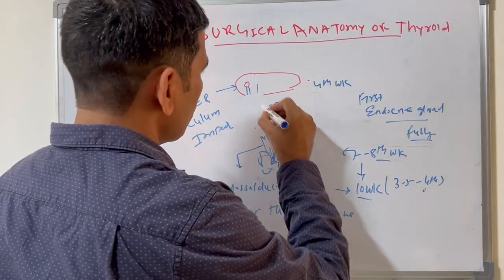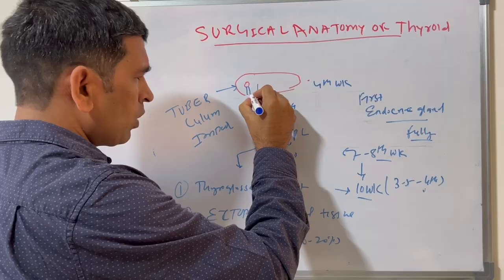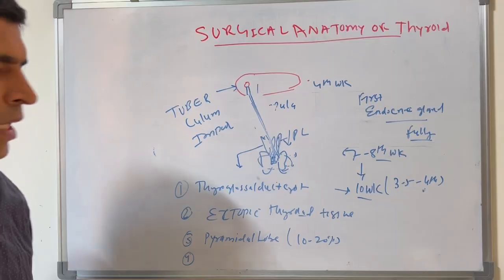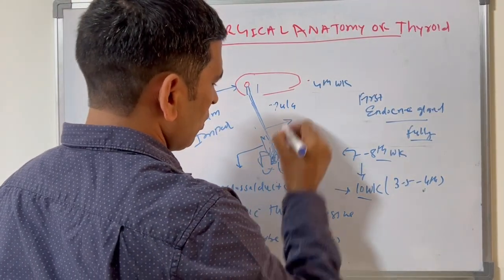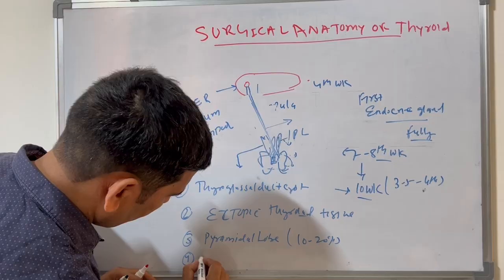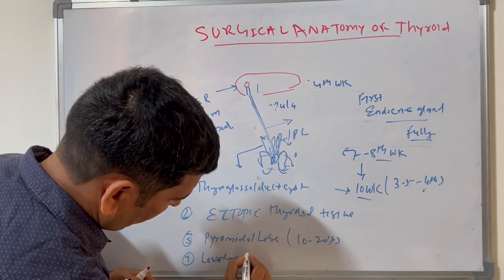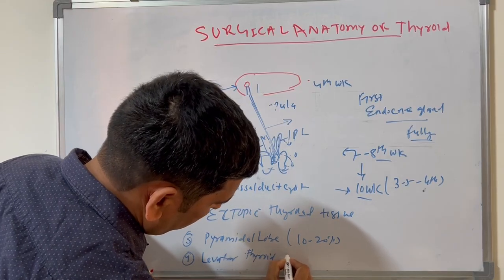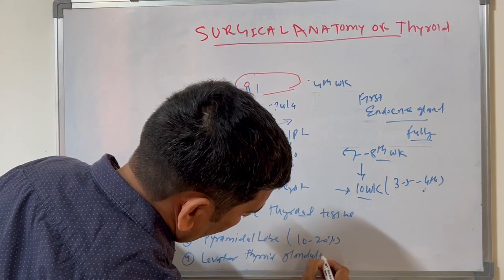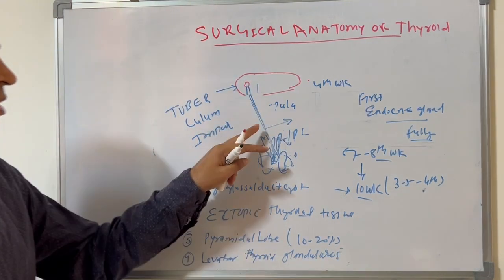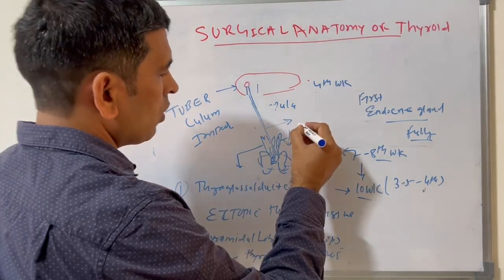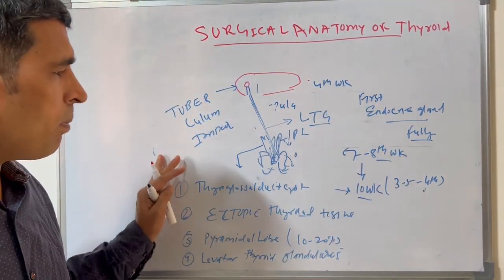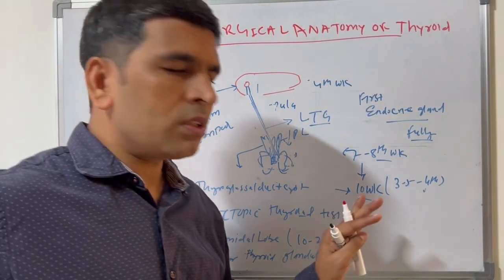Fourth, if the thyroid is connected to the foramen cecum via a fibrous band, this fibrous band is called the levator thyroidae glandularis. So this fibrous band is called levator thyroidae glandularis. So during development, you have to search for all these things during thyroid surgery.